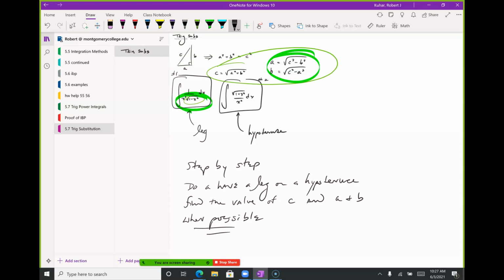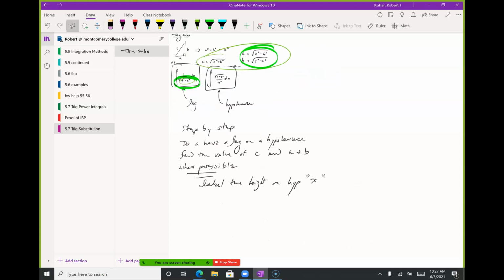But this is a subtlety that will just make your integrals easier. When possible, let your hypotenuse or your height be labeled x. So in this particular problem we have here, okay, I got to finish that. Let me finish that, and it won't make much sense here.